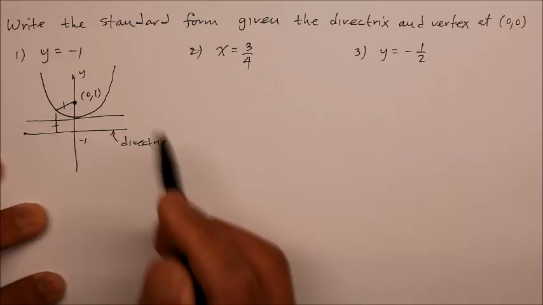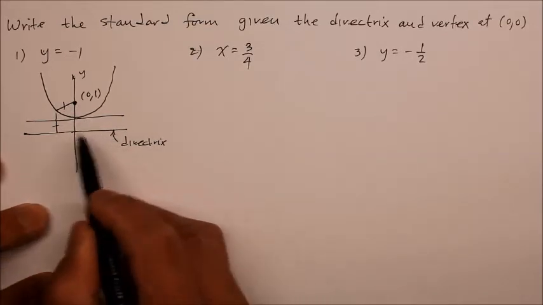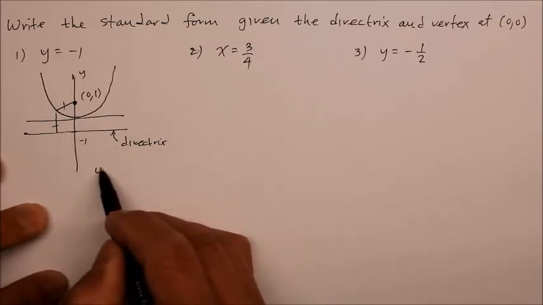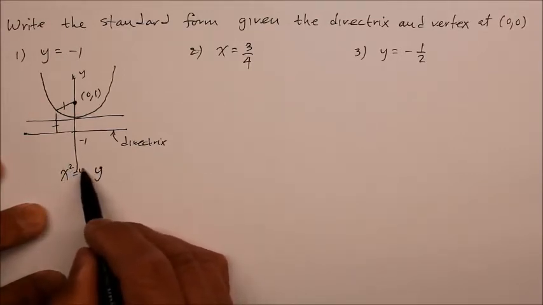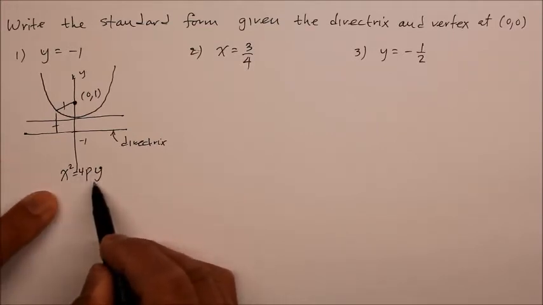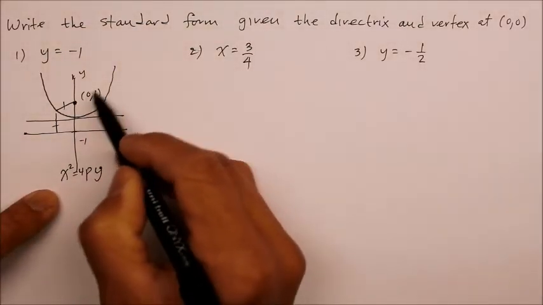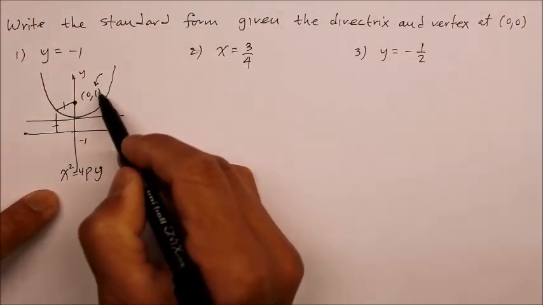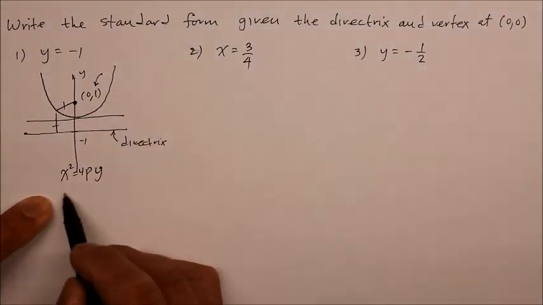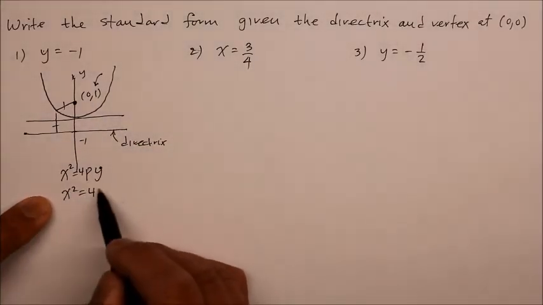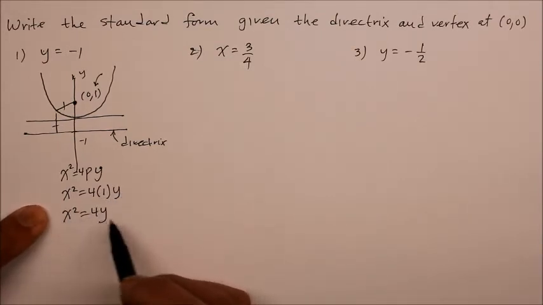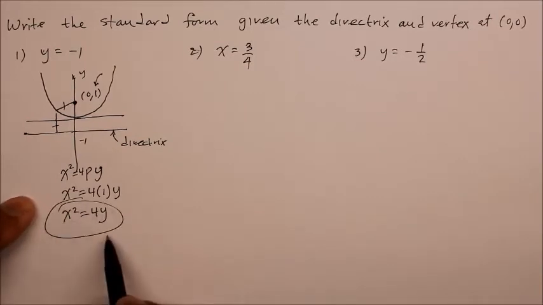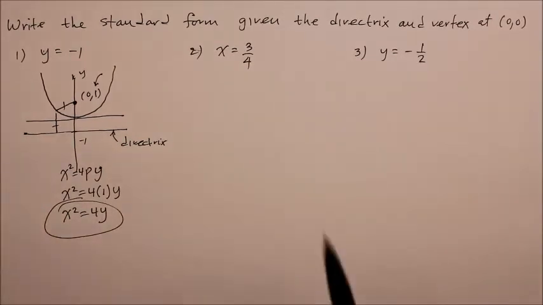So how do you write the equation for that? Well, it's a function of x, so we're going to use, almost goofed here, x squared is equal to 4py. That's the standard form we want to use. And since p is 1, what we end up getting is x squared is equal to 4 times 1 times y. So the standard form is x squared equals 4y. There it is. And then the second one and the third one.